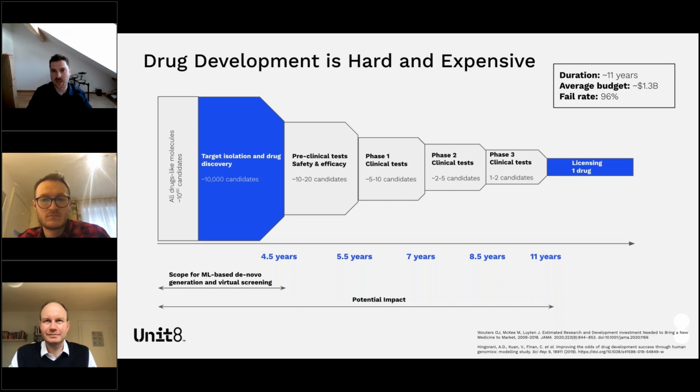But the potential impact of this is really big. So imagine we come up with better algorithms that find better molecules at the beginning. It makes the whole process more likely to succeed if we can predict, for example, which molecules are safe, right? And also, obviously, it will reduce the duration and reduce the budget. So you can go to the next slide.